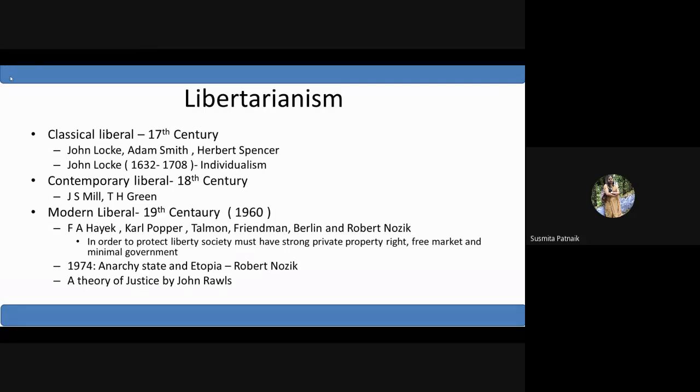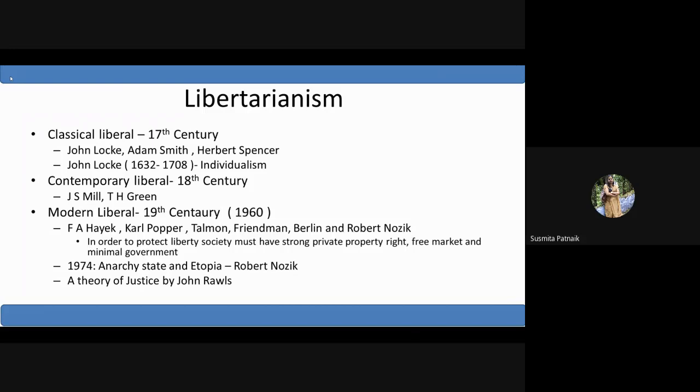And in the 19th century, the first political philosophers developed what is called the libertarian regimes. The main proponents of the theory of the libertarian regimes are F.A. Hayek, Karl Popper, Talmon, Friedman, Isaiah Berlin, and Robert Nozick. These are the political philosophers who propounded the theory of libertarianism.